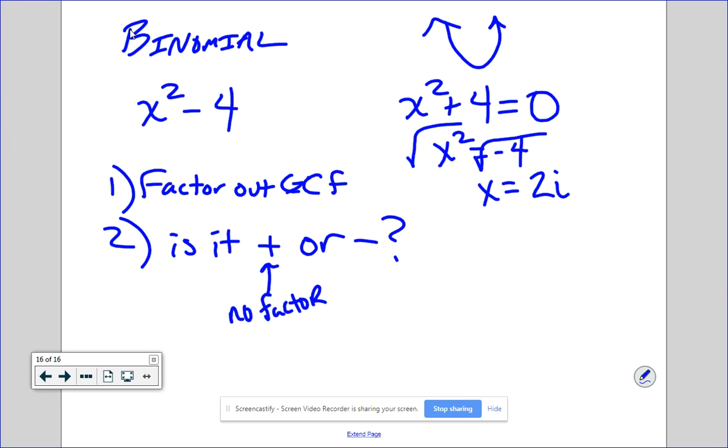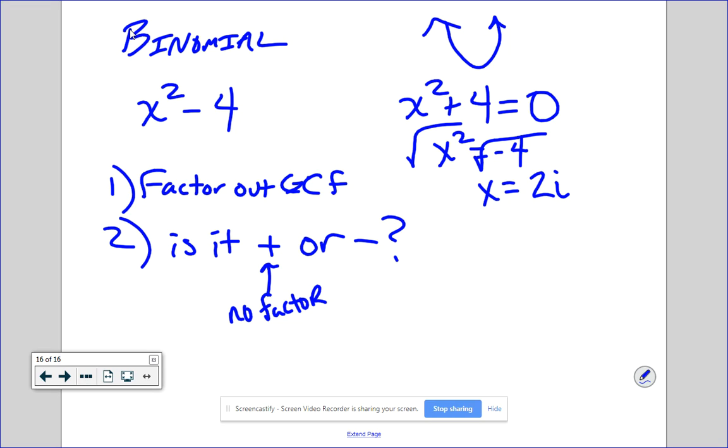So that's why anytime you have a sum of squares, there's no factoring. And what do I mean by squares? Both the x and the number have a perfect square. So it could be 4, 1, 9, 16, 36, 25, 49, etc. We talked about all those numbers the other day, right?